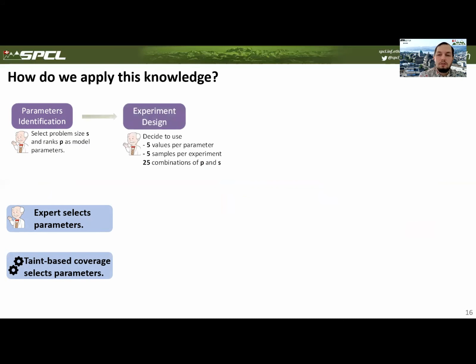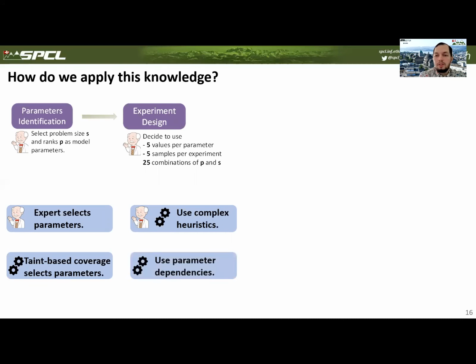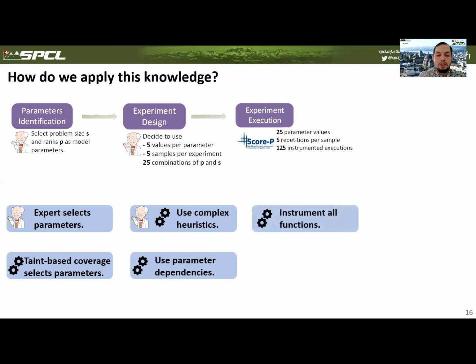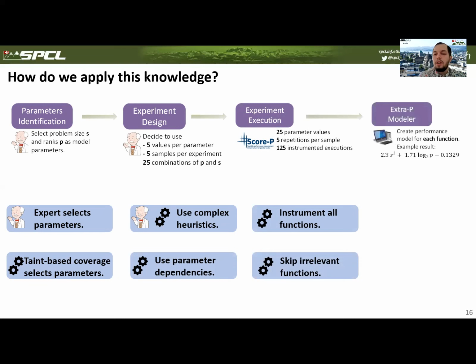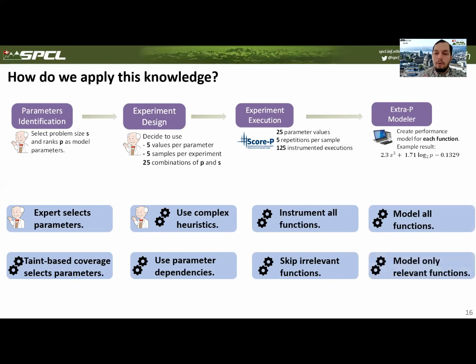When designing the experiment, the user can use their own knowledge or maybe complex heuristics and tools to reduce the number of samples. However, we might be able to detect when there is only additive dependency between different parameters. Therefore, we can pass this information to improve the experiment design. When instrumenting functions, instead of instrumenting all of them, we can simply skip the constant time functions. And similarly for the modeling, instead of modeling all of them, we can only model those that are performance relevant.